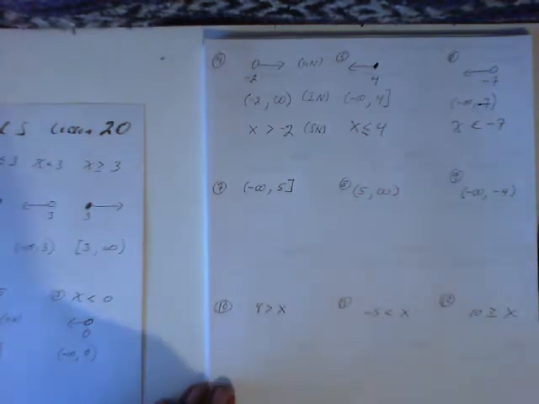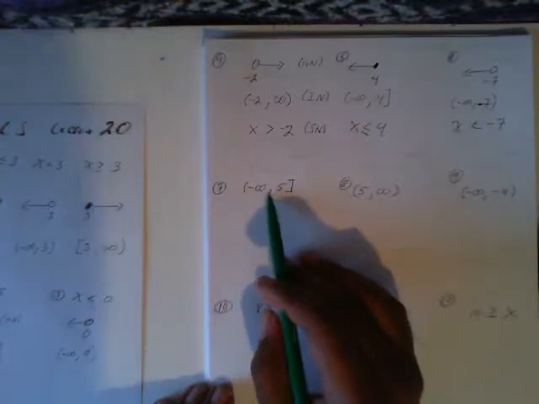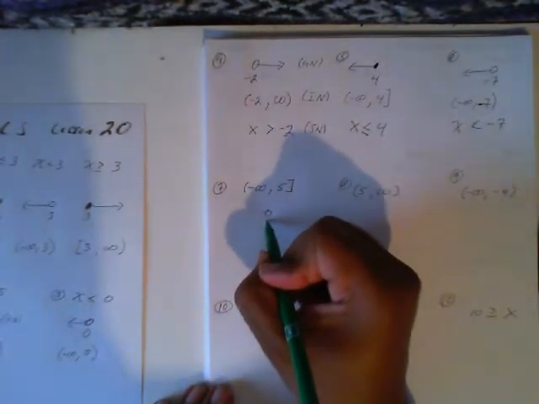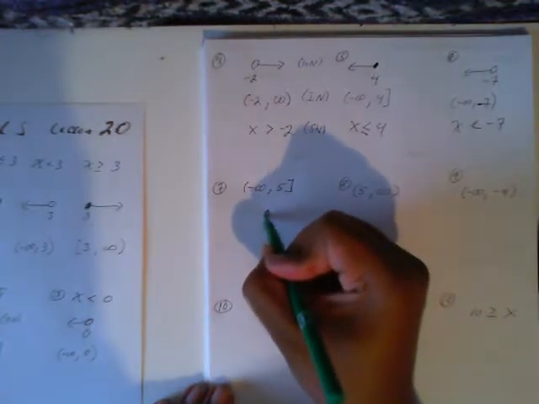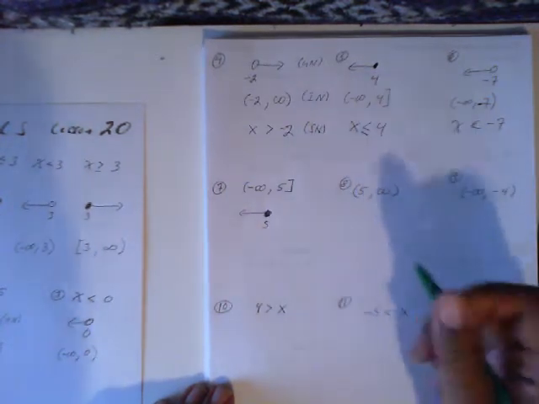Okay, here we have the interval notation, and we have negative infinity. So this will be a graph that's at 5, that'll include 5, so I'll put a little dot, and negative infinity says we go to the left.